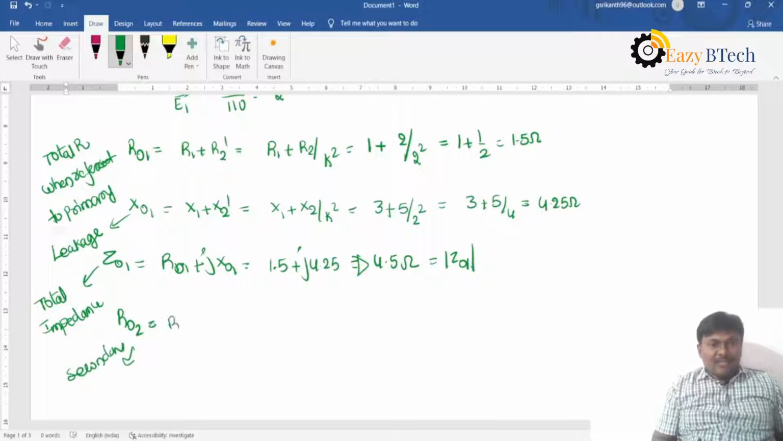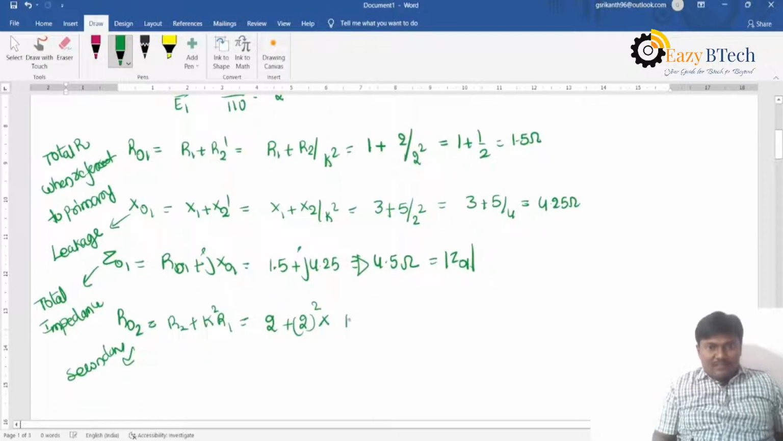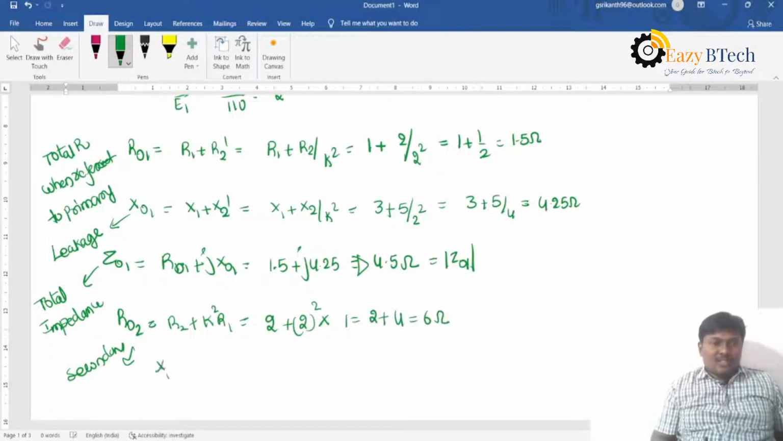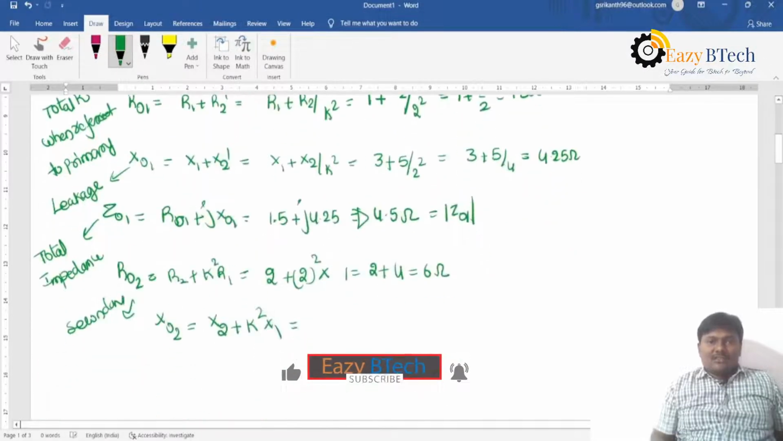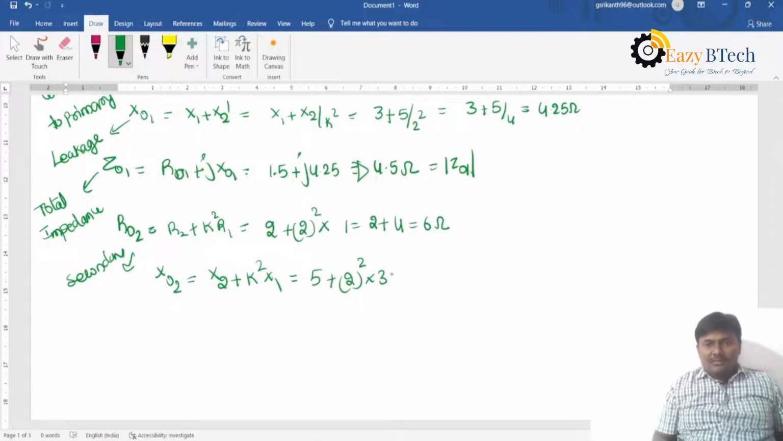So this is the total resistance when referred to secondary: R02 = R2 plus K square times R1. The R2 value is 2, plus K square, 2 square, into R1. R1 is 1. 2 plus 4, that should be equal to 6 ohms. And X02 is equal to X2 plus K square times X1. The X2 value is 5 plus 2 whole square into 3. X1 is 3, now 4 into 3, 12, 12 plus 5, 17 ohms.